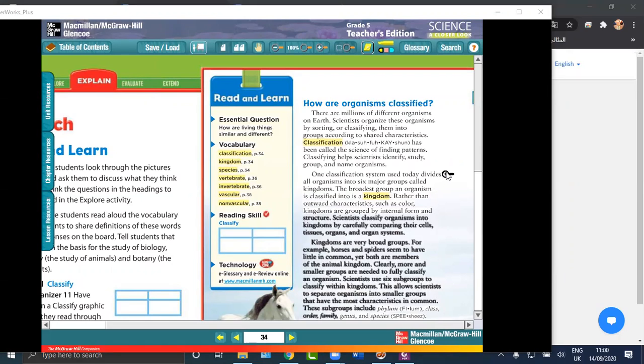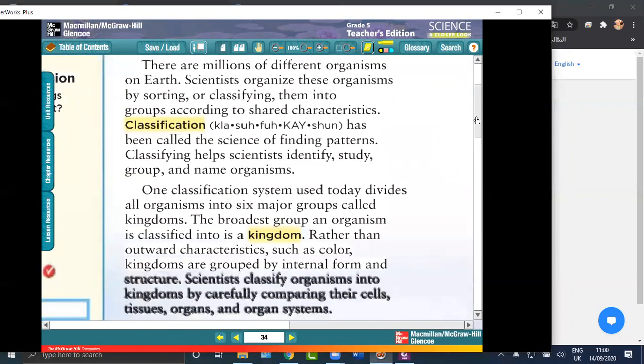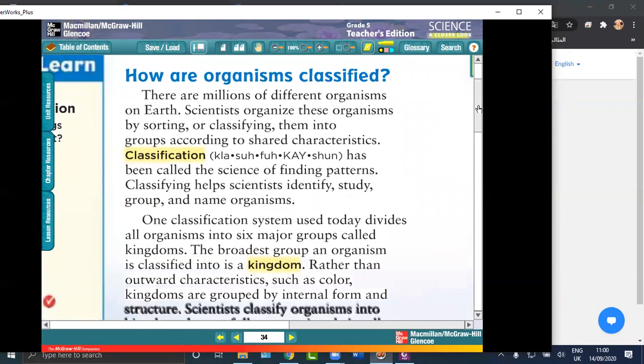Mister, can I read? Yes. How are organisms classified? There are millions of different organisms on Earth. Scientists organize these organisms by sorting or classifying them into groups according to shared characteristics. Classification has been called the science of finding patterns. Classifying helps scientists identify, study, group and name organisms.